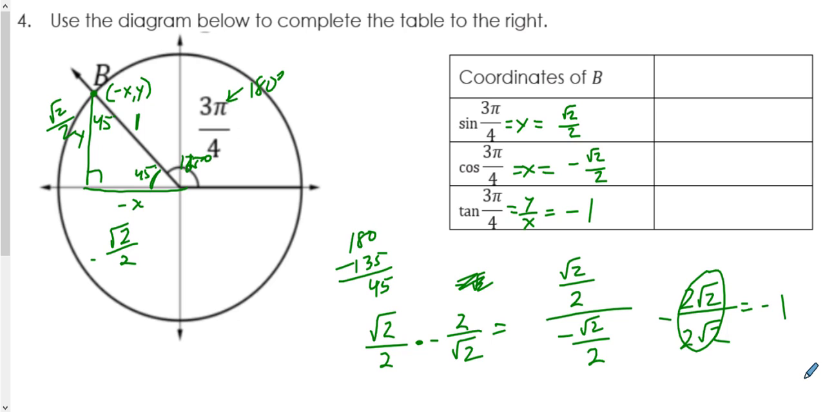All right. And then finally, the coordinates of B, again, you're just going to pick these out. They're right here. The x goes first, so that's negative square root of 2 over 2. The y goes next, that's square root of 2 over 2. And that is our coordinates of B.